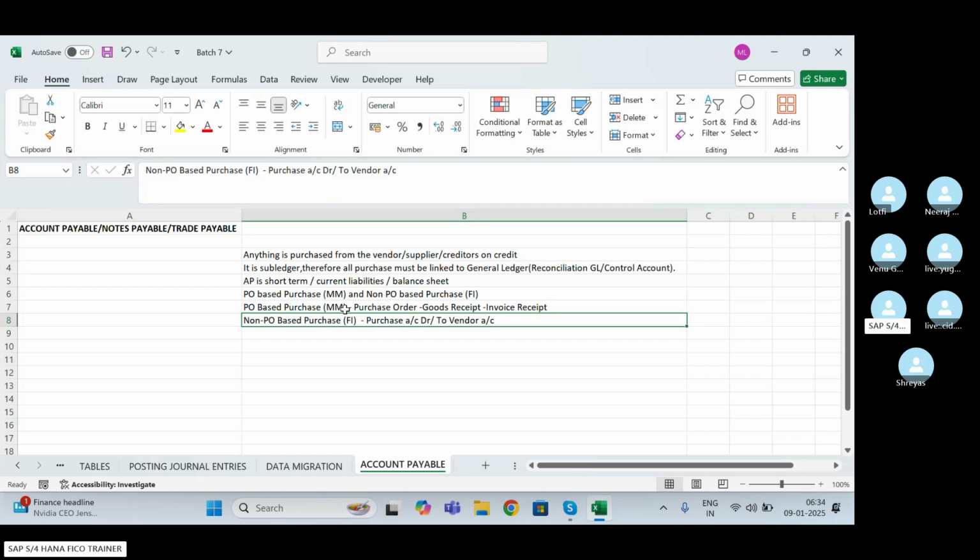But in the PO process there is no confusion. The moment you post either goods receipt or invoice receipt, everything is already decided at the purchase order time: which cost center, what GL, what tax code, everything. But here nothing is decided. When you enter the journal entry, at that time you have to follow certain guidelines. You may also have to take approval before posting the journal entry. Depends on the client.